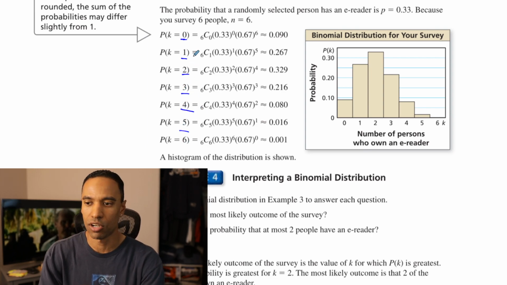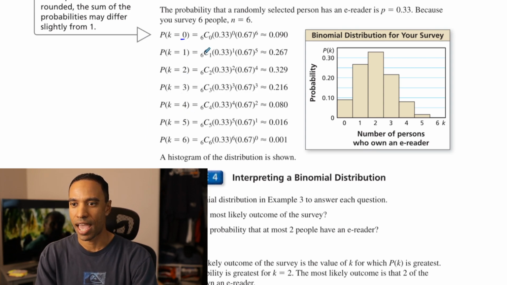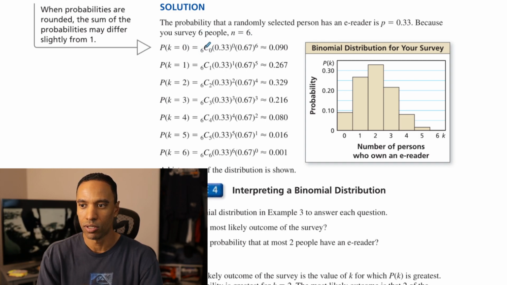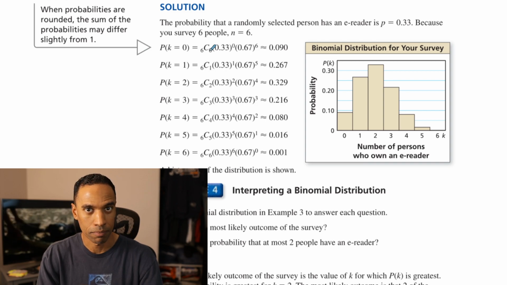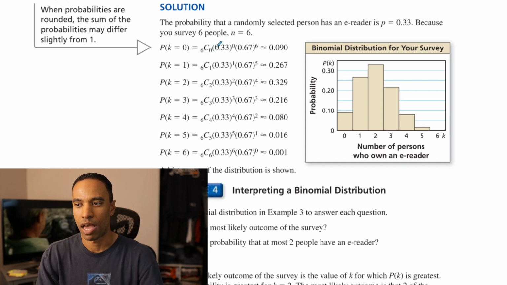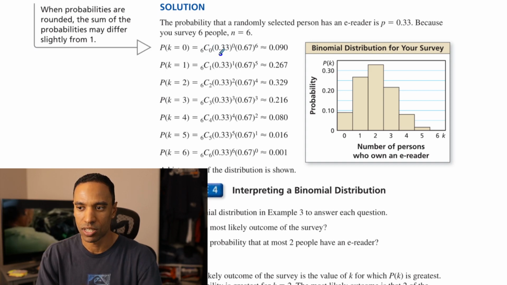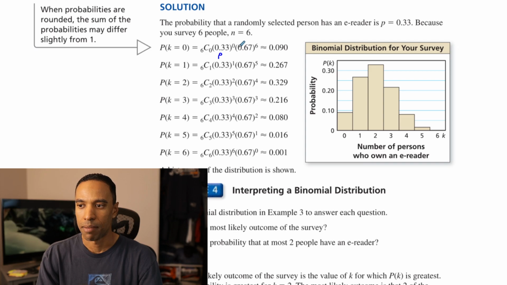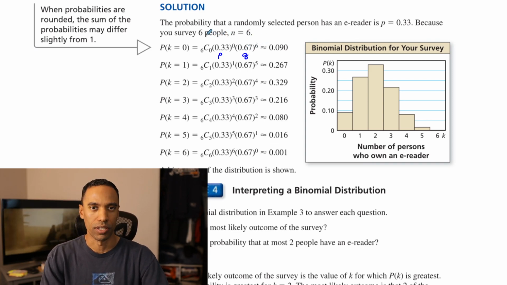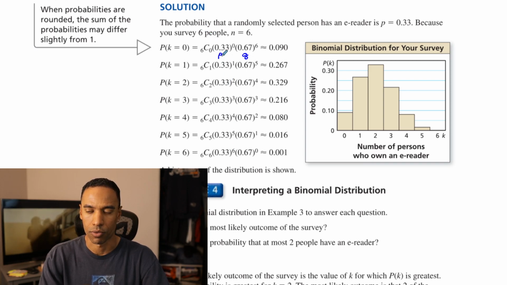Now notice the formula that they're using here. It's going to be this n choose k. Now n is the number of trials, number of people. So we ask 6 people, choosing 0 of them. That's the combination. 6 choose 0 times 0.33, the probability of success, to the 0 power, times 0.67, the probability of failure, which I'm calling q, 1 minus p, to the 6th power. So here's what they're actually doing on this, and they're going to do it for all the other ones.